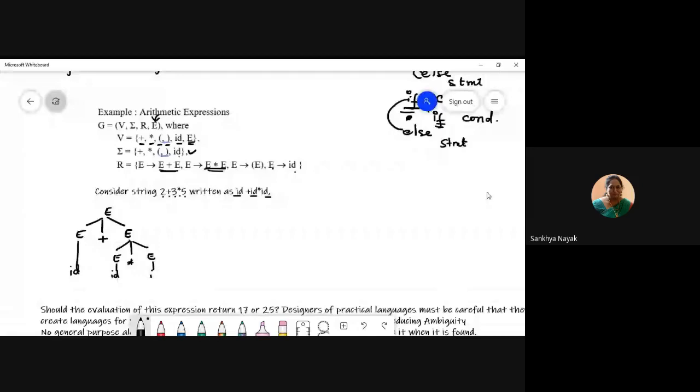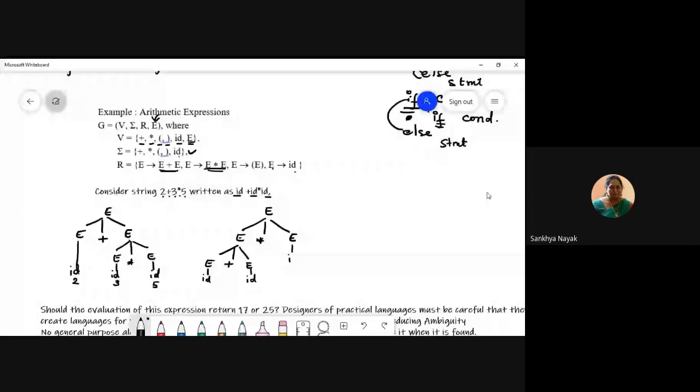Can I do it in another way? Yes, of course I can do it in another way. I'll start with E derives E star E. And this E I will expand to E plus E. And then all E's are converted into IDs. Right? So 2, 3, and 5.